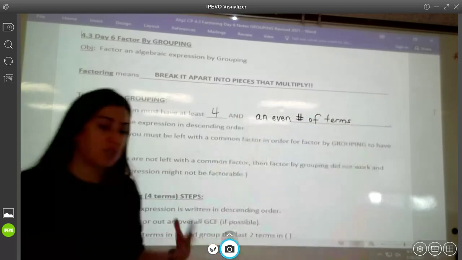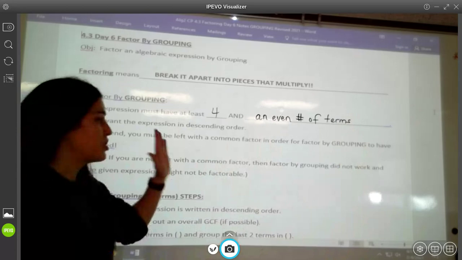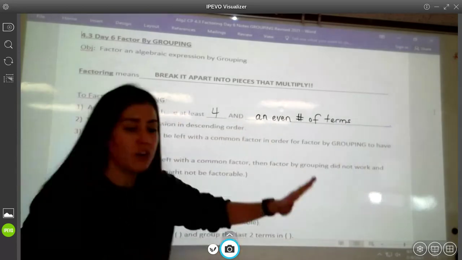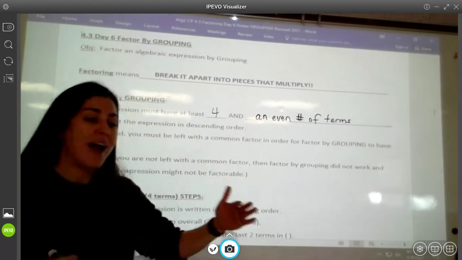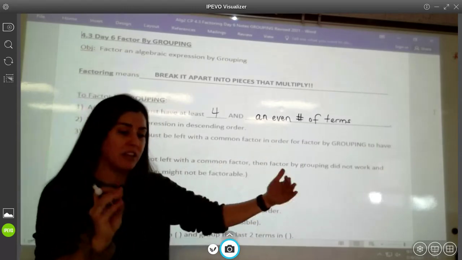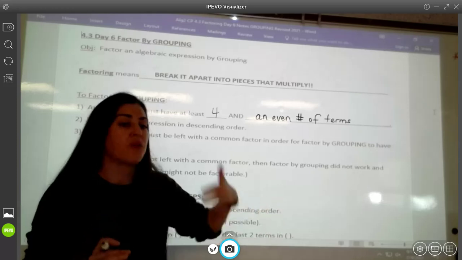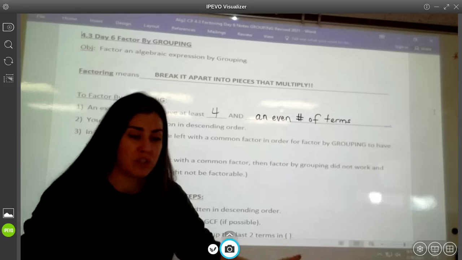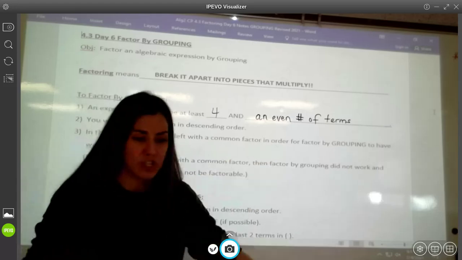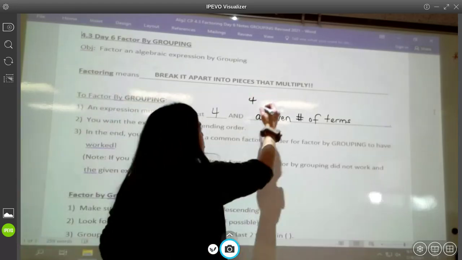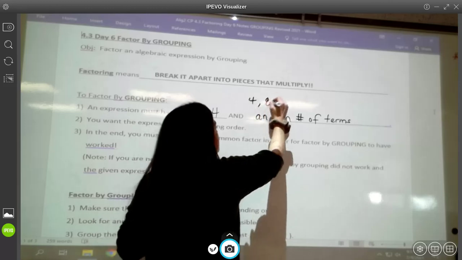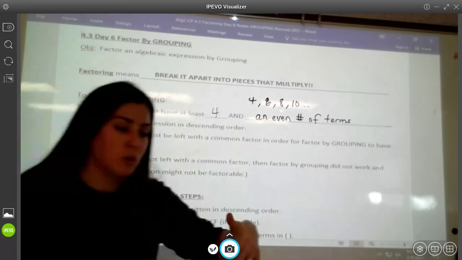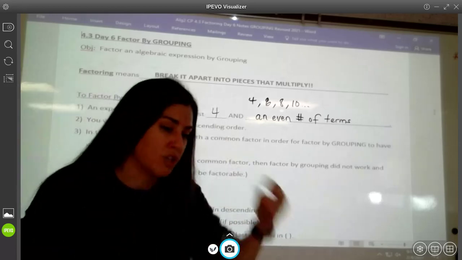So guys, this factoring method only works when the expression has 4 terms or 6 terms or 8 terms or 10 terms. There has to be at least 4 pieces in the expression, and then after 4, there has to be an even number of pieces. So you can't do this with a 5-term expression. You can't do this with a 7-term expression. It's got to be at least 4 terms, or if not, 6, 8, 10, and so on. It also means you can't do it with an expression that has 2 terms or 3 terms.